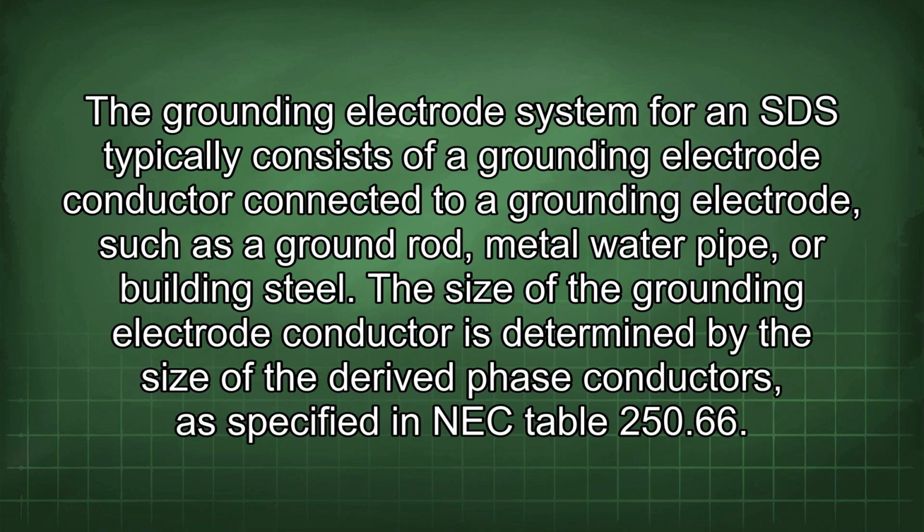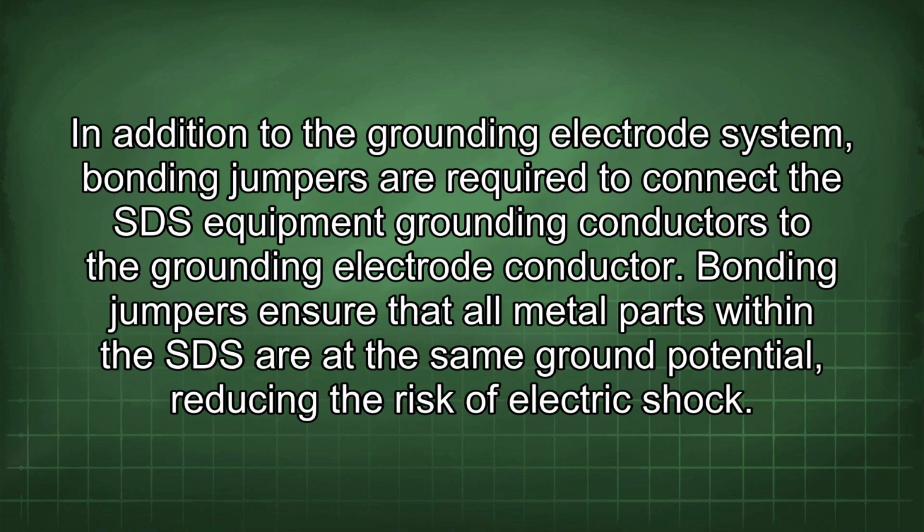The grounding electrode system for an SDS typically consists of a grounding electrode conductor connected to a grounding electrode, such as a ground rod, metal water pipe, or building steel. The size of the grounding electrode conductor is determined by the size of the derived phase conductors, as specified in NEC Table 250.66.